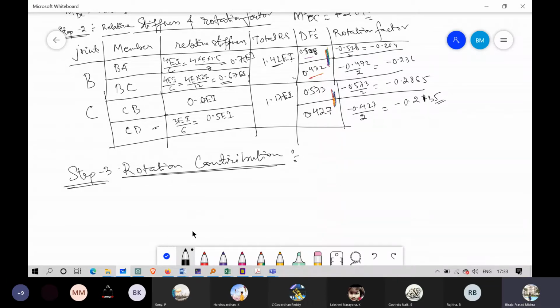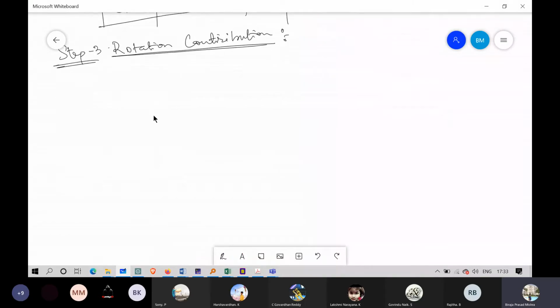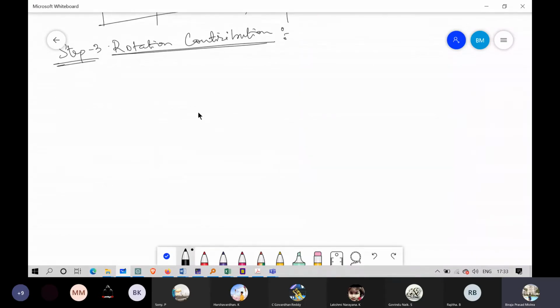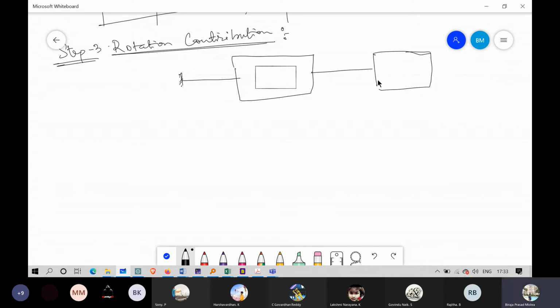Okay, so let's make this one here. This box is for A, this box is for B, this one is for joint C, and this one is for joint D. It is like this. Okay, so this is A, this is B, this is C, this is D.